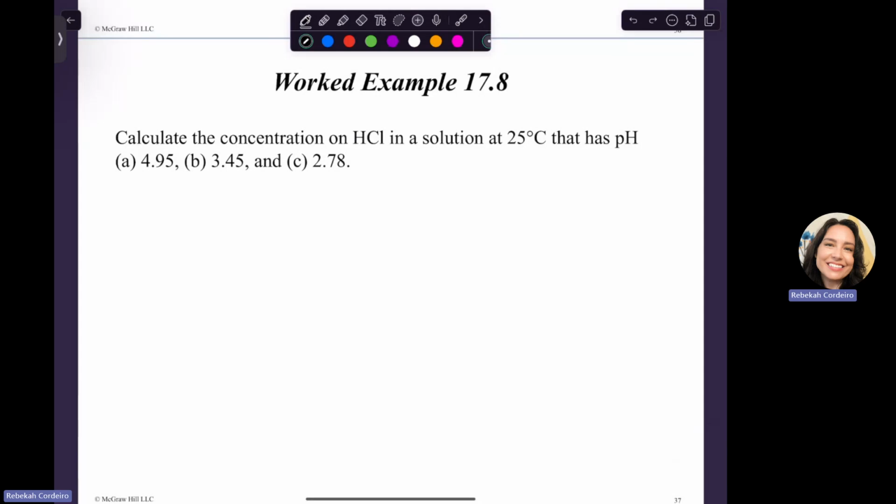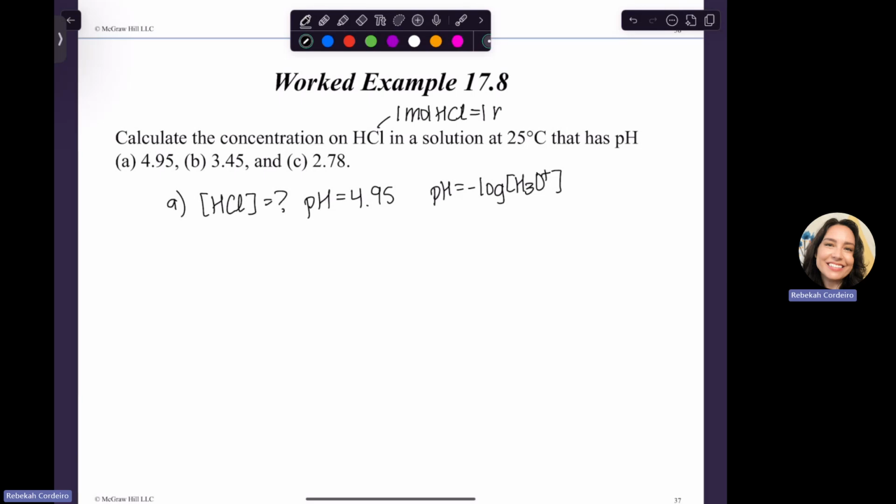Let's reverse it. What's the concentration of HCl if it has a pH of 4.95? I'm going to do the first one for you, and then you can do the other two practices on your own. So I want to know what's the concentration of HCl, and I have a pH of 4.95. We know that pH is equal to negative log of the H3O plus, the hydronium. With HCl, it's a strong acid, so we know that for every 1 mole of HCl, we have 1 mole of hydronium, because it's going to 100% dissociate in a 1-to-1 ratio.